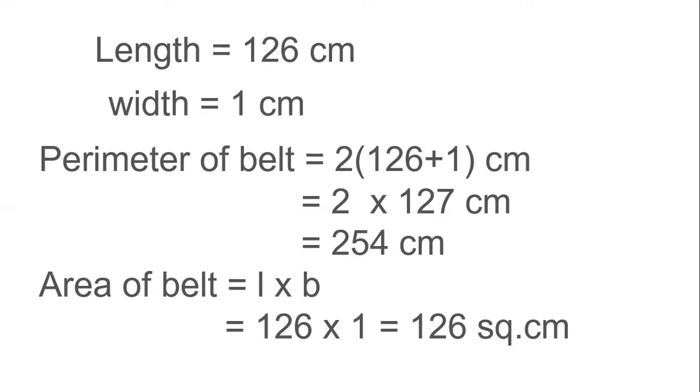Length of belt 126 centimeters. Length of belt 126. Breadth is 1. Sir, I did not understand the perimeter one, sir. Perimeter. See. How did the 254 come, sir?